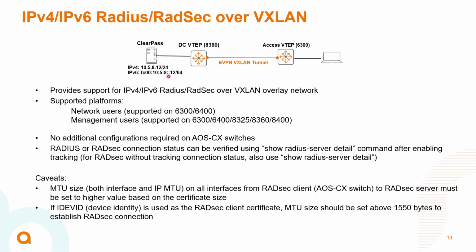Some of the caveats with this: we need to be aware of the MTU size, both at the interface and at the IP MTU, on all interfaces if we're using RadSec. If the certificate is a certain size, we're going to have an overhead with the encryption as the certificate is exchanged between switch and Radius server. So we need to make sure we have the appropriate MTU size configured if possible. If we're using the built-in device identity certificate for the RadSec client certificate, the MTU size should be set above 1550 bytes to make sure that the RadSec connection can come up.